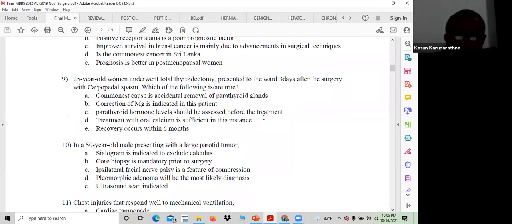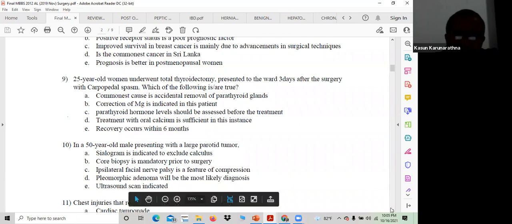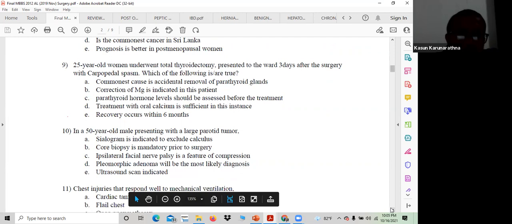It's post-operative hypocalcemia following thyroidectomy, right? Which of the following are true? Commonest cause is accidental removal of parathyroid. Commonest cause is ischemia of the parathyroid, not the removal, right? Correction of magnesium is indicated in this patient. No, it's false. Correction of calcium.